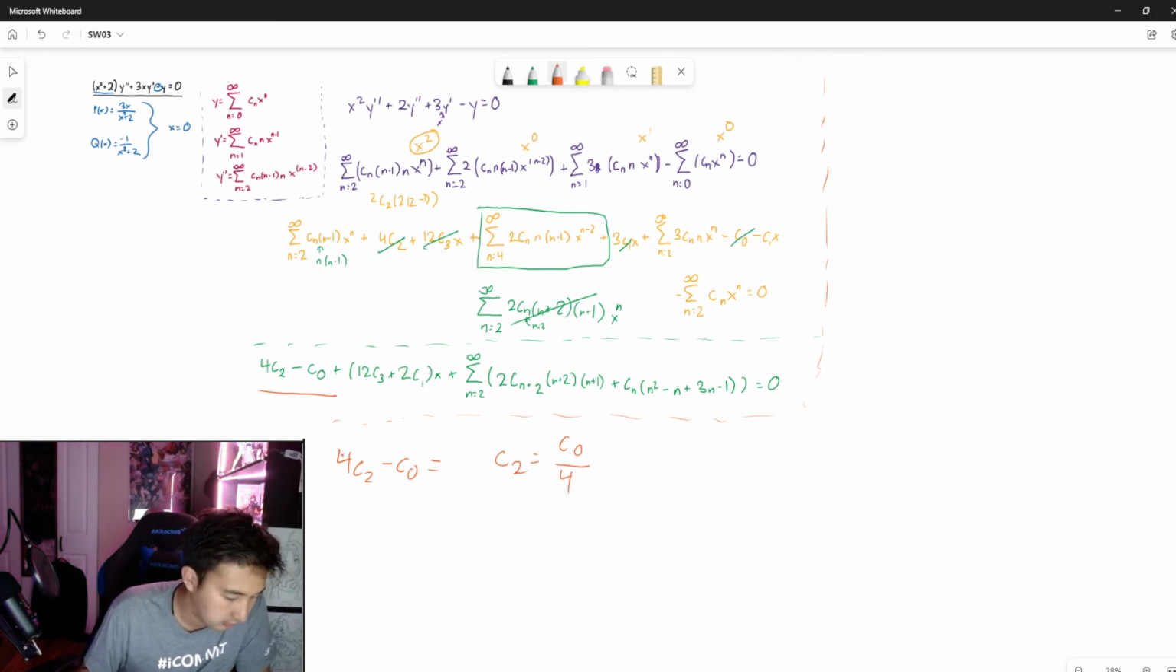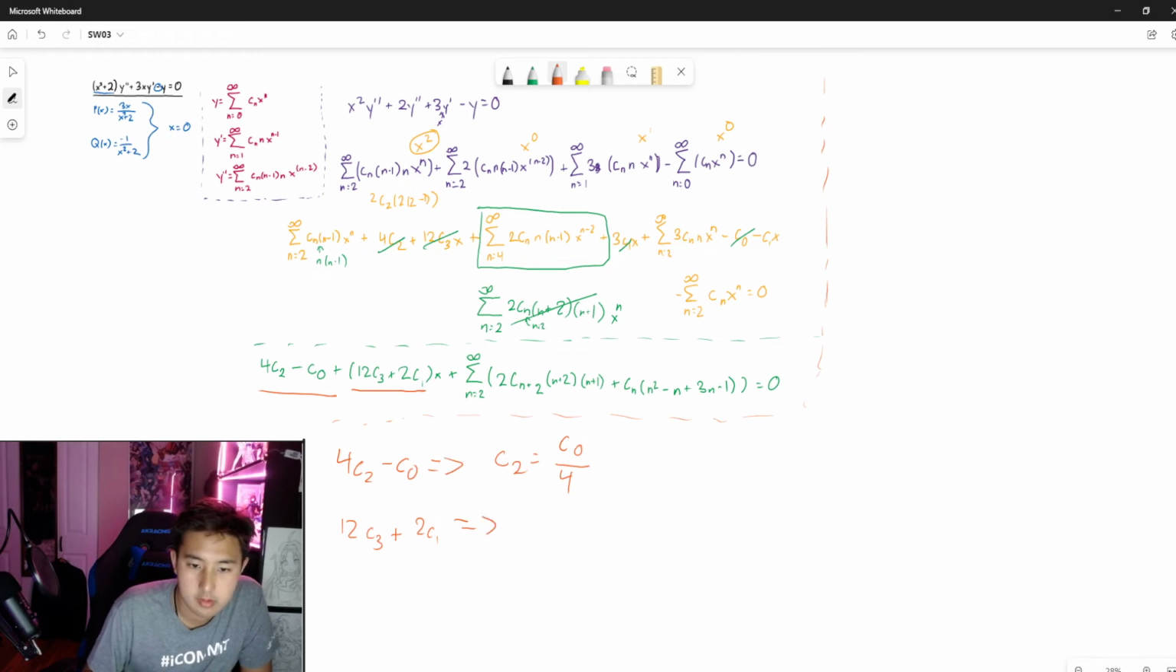We also have this term, 12C3 plus 2C1. Rearrange that. We get C3 equals minus C1 over 6.